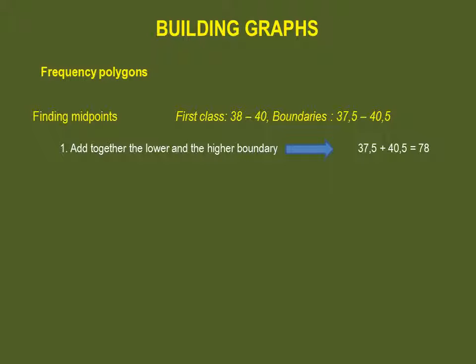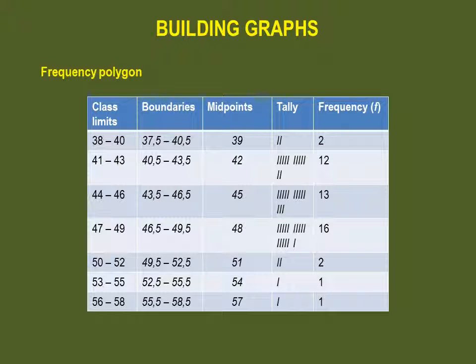Now remember that our first class goes from 38 to 40, and our boundaries are from 37.5 to 40.5. Step number 1 is to add together the lower and the higher boundary. 37.5 plus 40.5 gives us 78. Then you divide that result by 2. 78 divided by 2 is equal to 39. Repeat for all classes. Here is our frequency distribution with the midpoints for each of the classes.